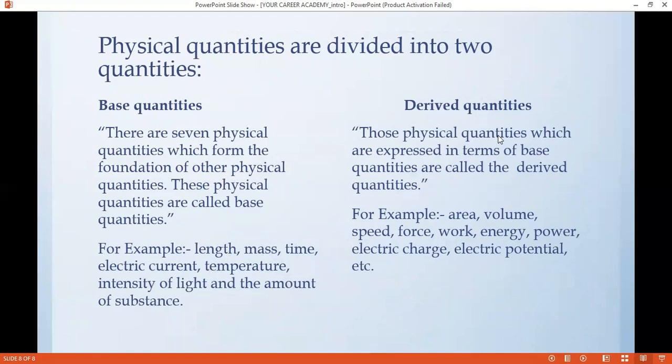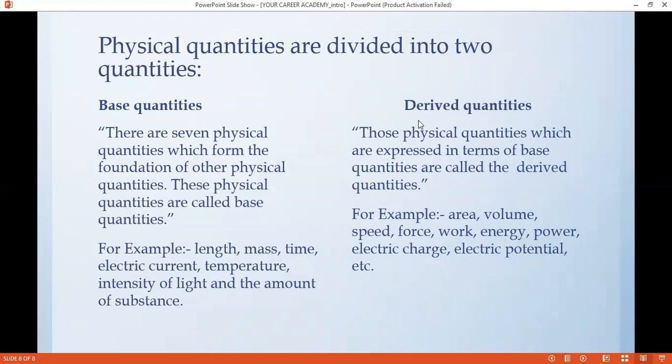Then the second category of physical quantities is derived quantities. The word derived tells us it was obtained from something else. Those physical quantities which are expressed in terms of base quantities are called the derived quantities. For example, area, volume, speed, force, work, energy, power, electric charge, electric potential, etc. are called the derived quantities.